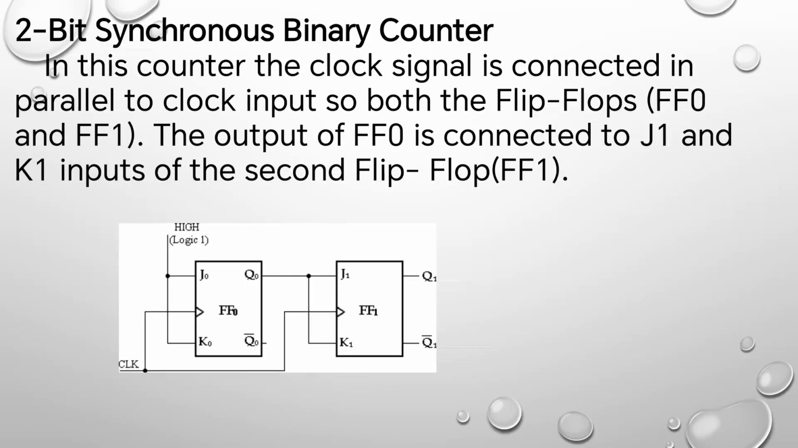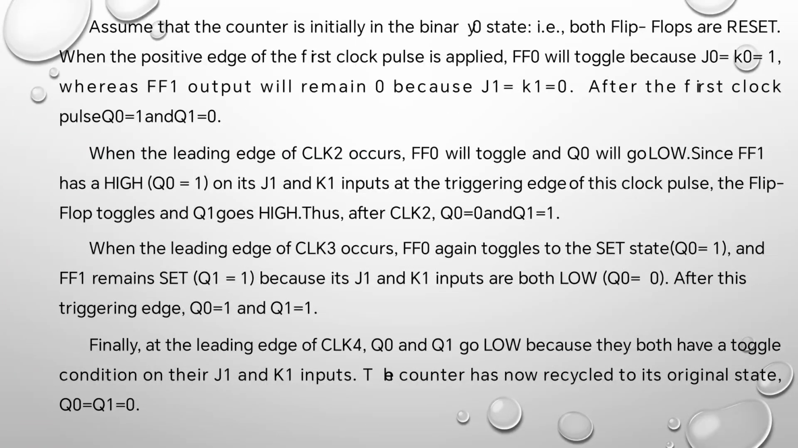2-bit synchronous binary counter. In this counter, the clock signal is connected in parallel to the clock inputs of both flip-flops. The output of flip-flop 0 is connected to J1 and K1, the inputs of the second flip-flop, flip-flop 1. So here we are using two JK flip-flops. Assume that the counter is initially in the binary 0 state, that is, both flip-flops are reset.